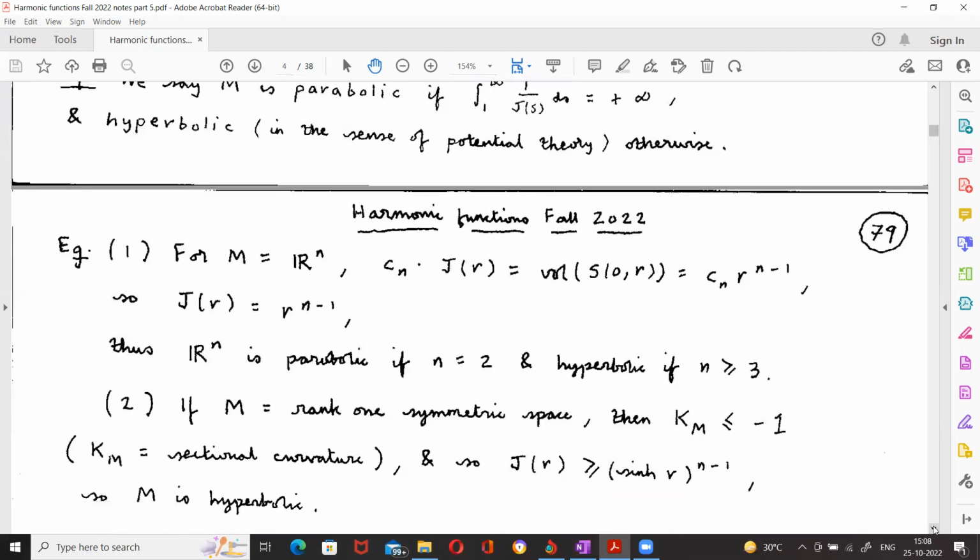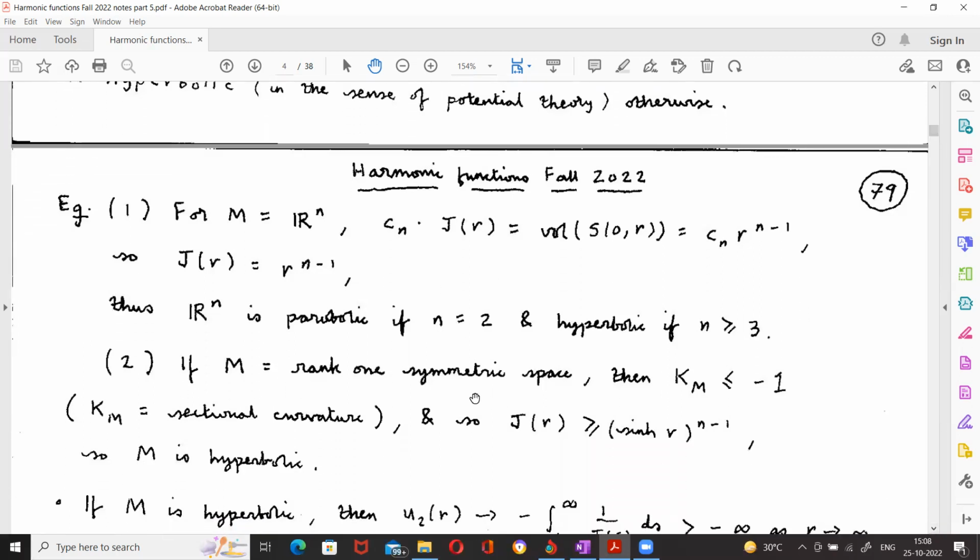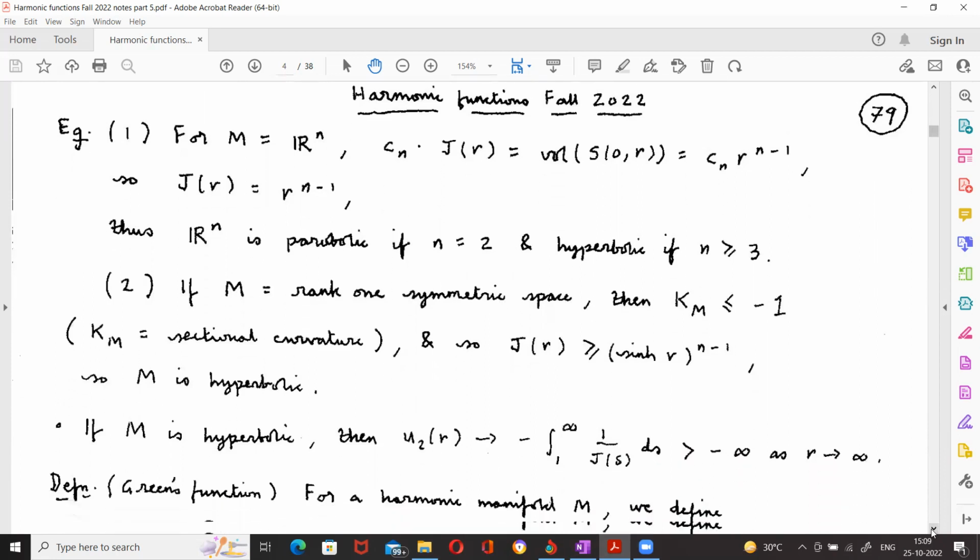And for a rank 1 symmetric space, the sectional curvature is less than or equal to -1. Then we saw by the Jacobi field comparison theorems, the Jacobian is going to be greater than or equal to sinh R to the n minus 1. So this grows exponentially. So the integral of 1 over j is going to be finite, right? Because that decays exponentially. So what does this mean, this parabolic and hyperbolic?